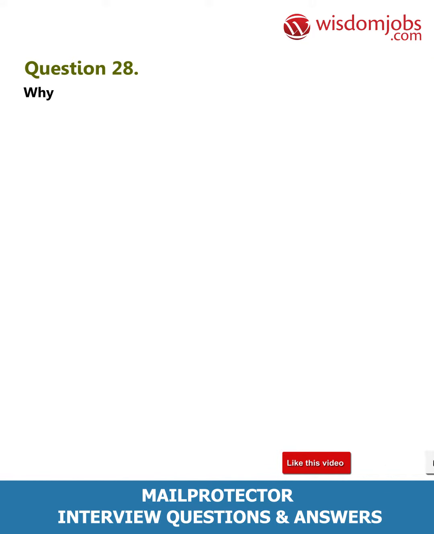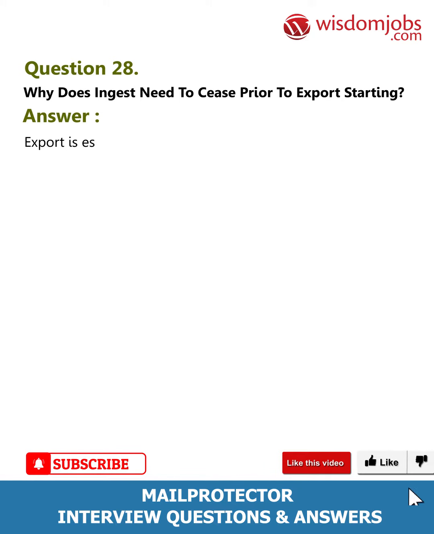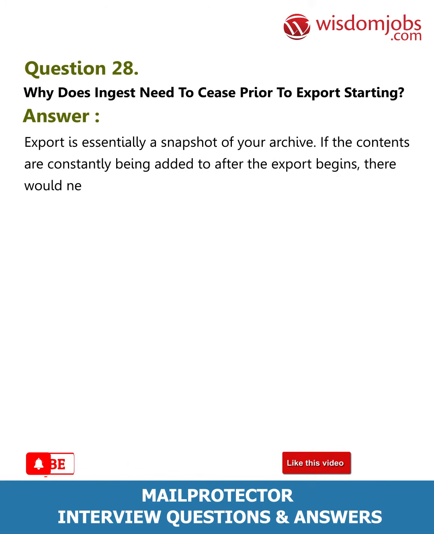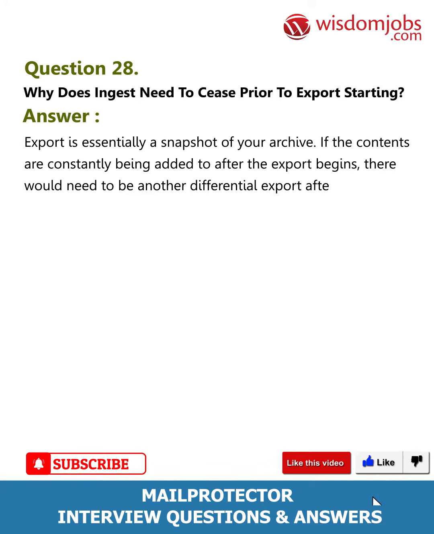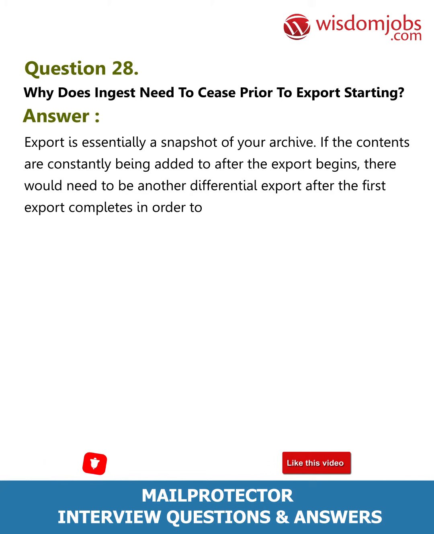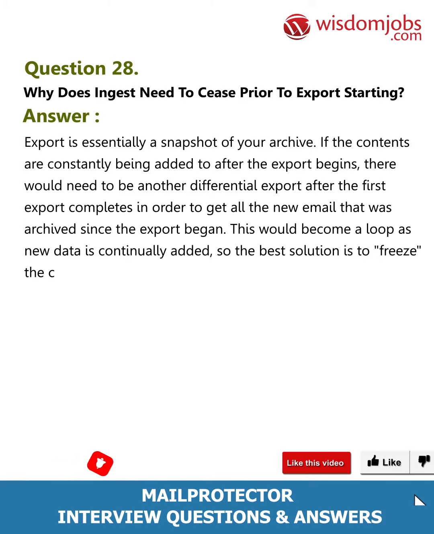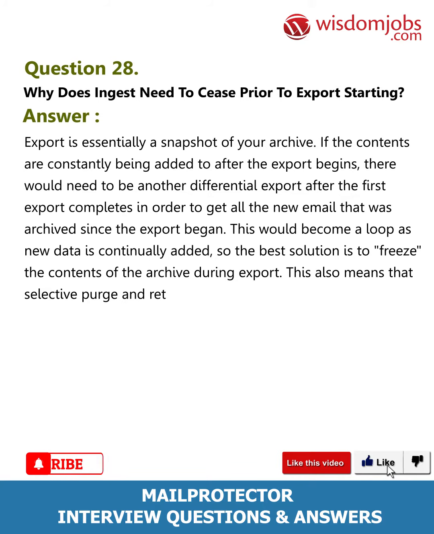Question 28. Why does ingest need to cease prior to export starting? Answer. Export is essentially a snapshot of your archive. If the contents are constantly being added to after the export begins, there would need to be another differential export after the first export completes in order to get all the new email that was archived since the export began. This would become a loop as new data is continually added, so the best solution is to freeze the contents of the archive during export. This also means that selective purge and retention purge will be suspended.